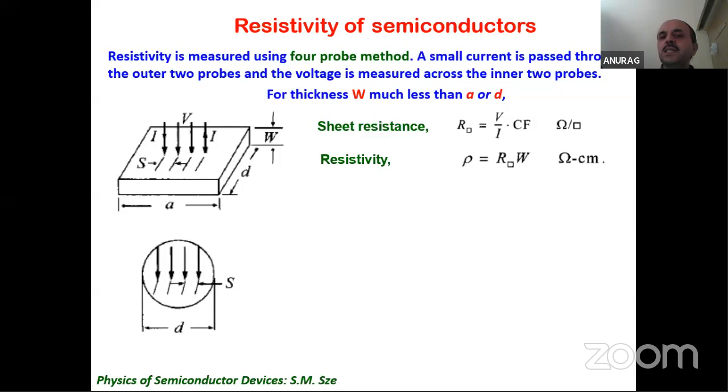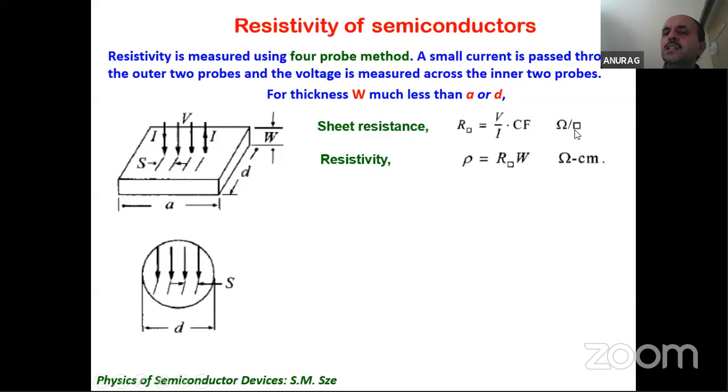So the sheet resistance is a very important parameter as far as a thin film is concerned. We call it V by I. The current which you are flowing through the outer 2 probes, and the voltage which you are measuring across the 2 internal probes, V by I, is nothing but the sheet resistance. And there is a correction factor also, which I have written here. I will show it graphically. The unit is ohm per square.